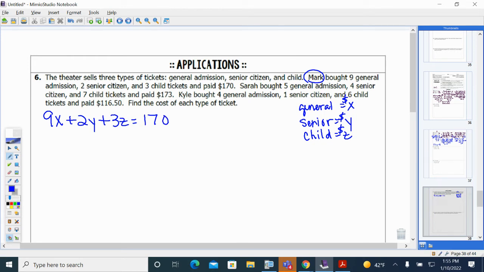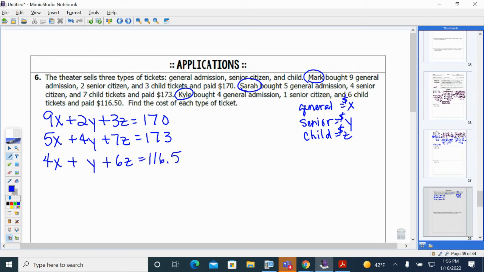The second equation is going to come from Sarah. Sarah bought 5 general admission, 4 senior citizen, and 7 child for $173. And then Kyle would be our last equation. Kyle bought 4 general admission plus 1 senior citizen plus 6 child tickets for a total of $116.50.